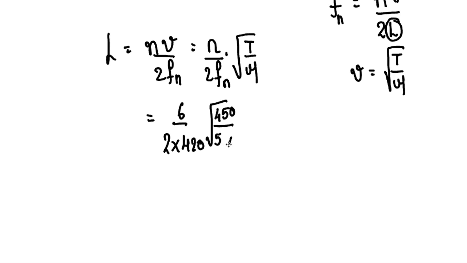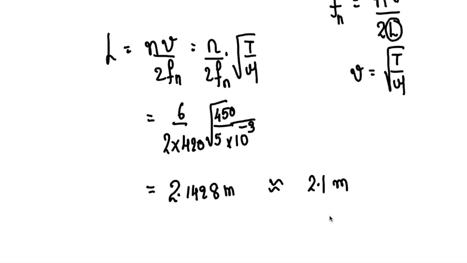5 into 10 raised to minus 3. I have converted it in terms of meter. Now putting all the values and calculating, you'll get a value of 2.1428 meter, which can be approximated as 2.1 meter.